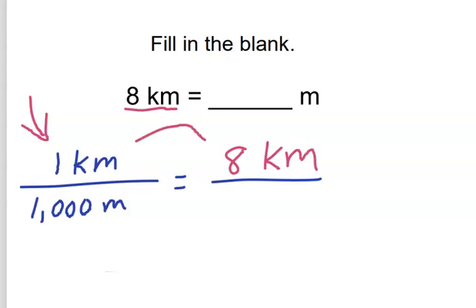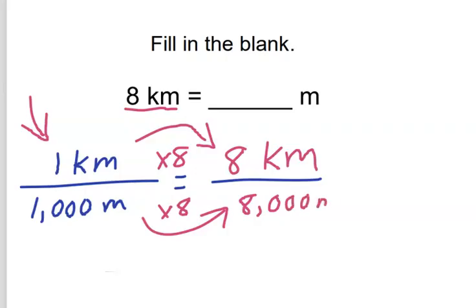1 times what number? Because we have to scale it up to that. 1 times what number will give you 8? Obviously, that's times 8. So you're going to do 1,000 times 8. Well, that's pretty obviously 8,000 meters. So that would be our answer here. So 1 kilometer is 1,000 meters, so 8 kilometers would be 8,000 meters.